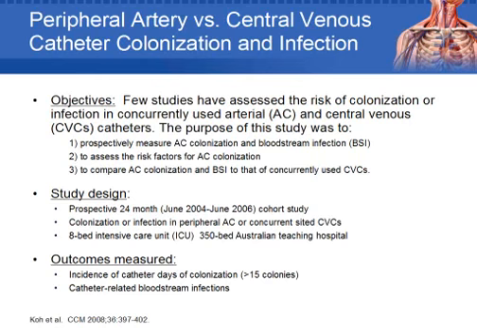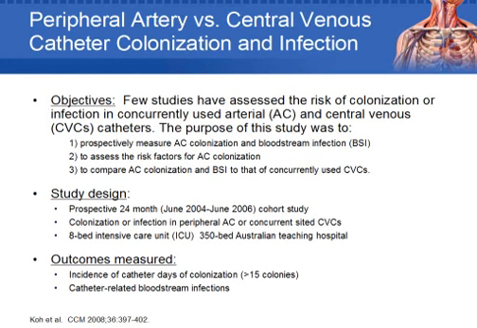So now let's move to two studies. The first one is by Coe and colleagues, published in Critical Care Medicine in 2008. This is a study comparing peripheral arterial catheters to central venous catheters. There had been few studies assessing the risk of colonization or infection in concurrently used arterial and central venous catheters. So these authors prospectively measured arterial catheter, or AC, colonization and bloodstream infection, or BSI. They wanted to assess what were the risk factors for arterial catheter colonization and then compare arterial catheter colonization and bloodstream infection to concurrently used CVCs.